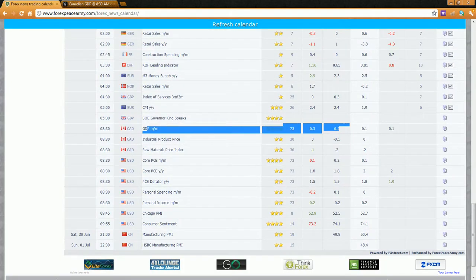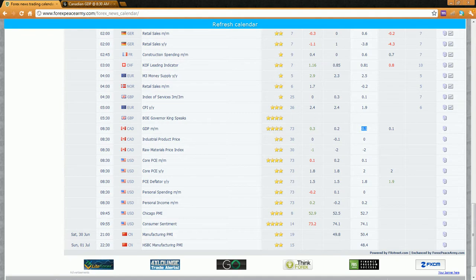Let's see what the deviation was. The deviation was 0.1. That means the actual was 0.3 and the expectation was 0.2, so the deviation was 0.1. What does this mean? It means that the USD CAD should fall a little bit, and then when it falls and reaches a support level, it should start reversing, and that's exactly what I wanted to trade.